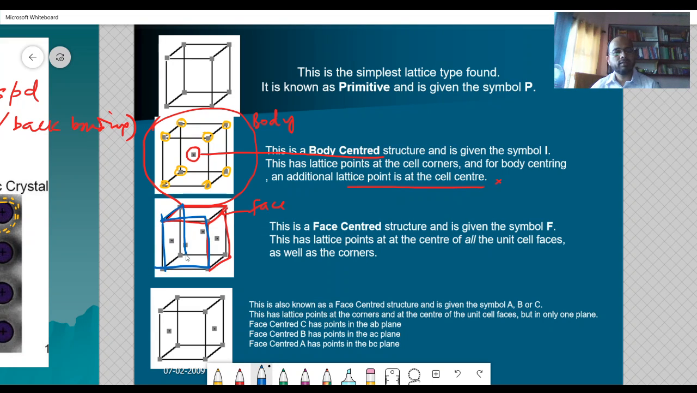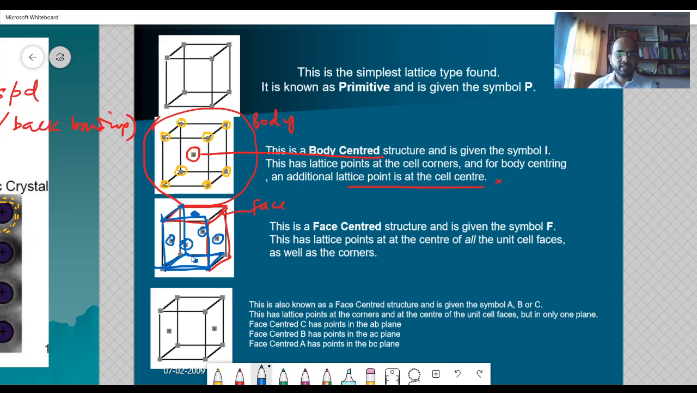And this is another face. Okay, like that we have a face. Every face is having one center atom. This face is having this, and the front is having this, the back is having this. You may have another cell here at the center. This is also another face. You can have another face centered atom, and it is given by the symbol F.